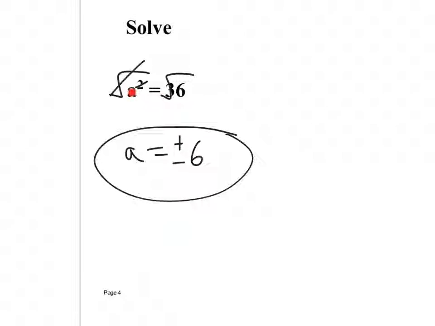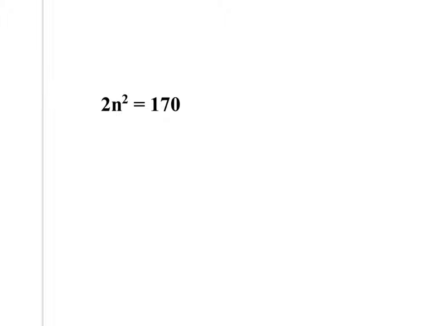I don't. That's why I give you both answers. Because 6 times 6 gives me 36, and negative 6 times negative 6 gives me 36. So either of them are possible answers, right? And unless it tells me something else, I have to assume both of them are the right answer. Okay? All right, write this down.